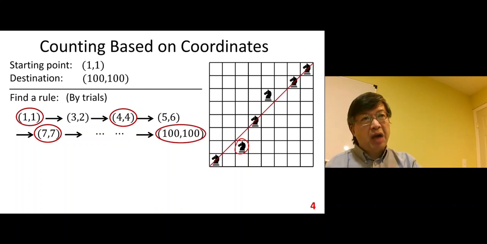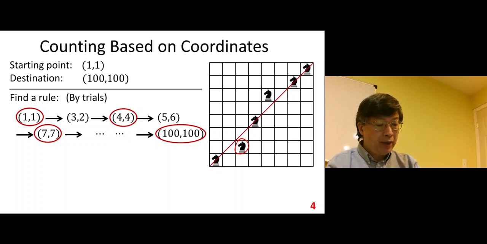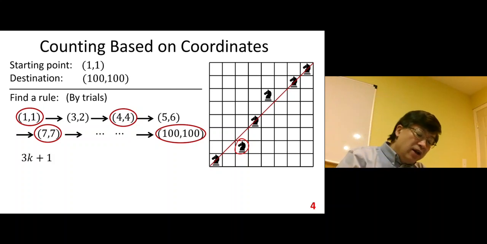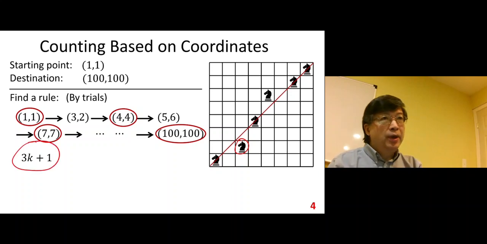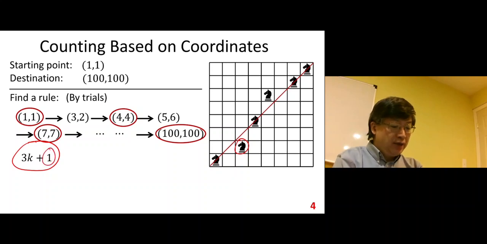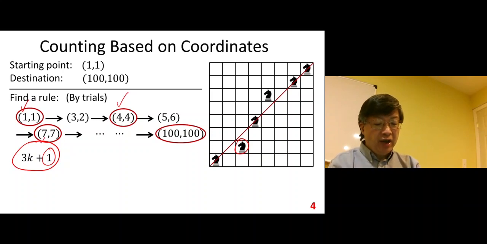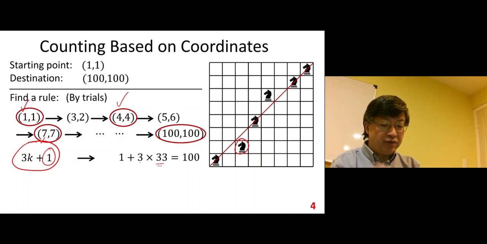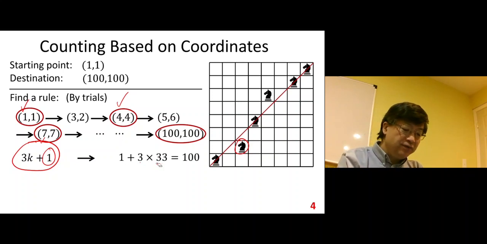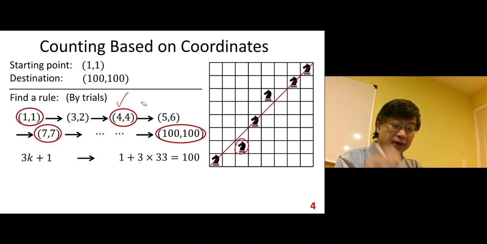Okay. Can we find some common property for all these points? Yeah, that's important to find that rule. You can see 3k plus 1. If you divide these numbers by 3, the remainder is 1. Okay? All right, so 1, 3 times 0 plus 1. 4, 3 times 1 plus 1. 7, 3 times 2 plus 1. Okay? 100, 3 times 33 plus 1. So that's the rule we can use here.